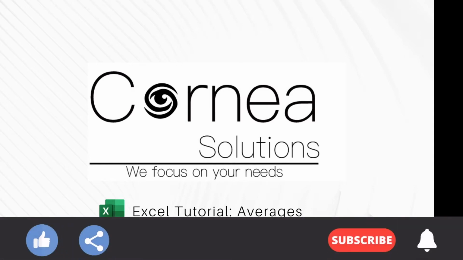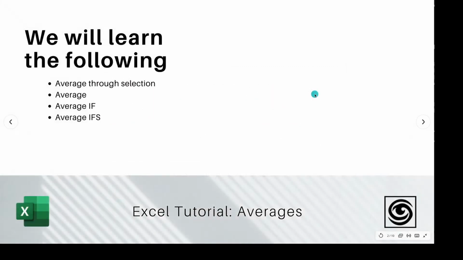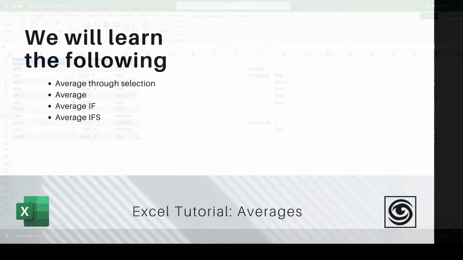Today we will have a tutorial on averages in Excel. We will learn the following. We will learn to calculate an average through selection. We will learn to calculate an average through a function. We will learn to use the AverageIf function, which is basically an average with a condition. And we will end the lesson by learning the AverageIFS function. It's an average with multiple criteria.